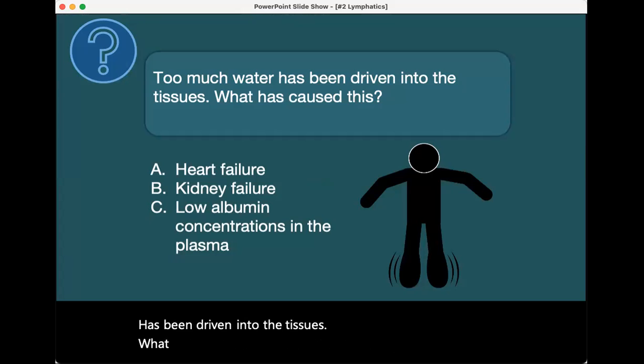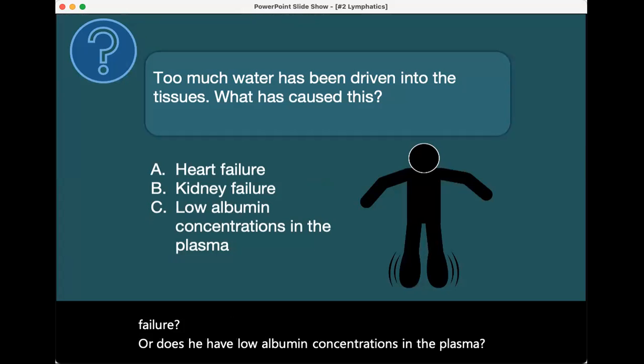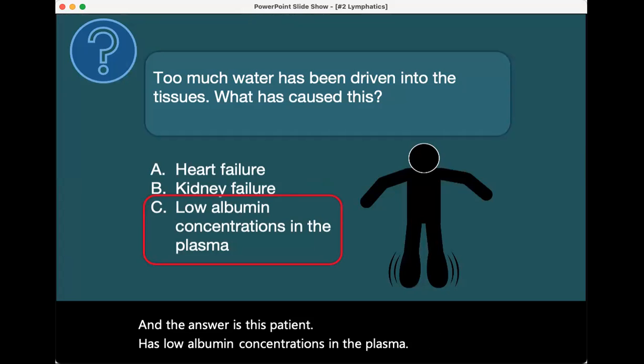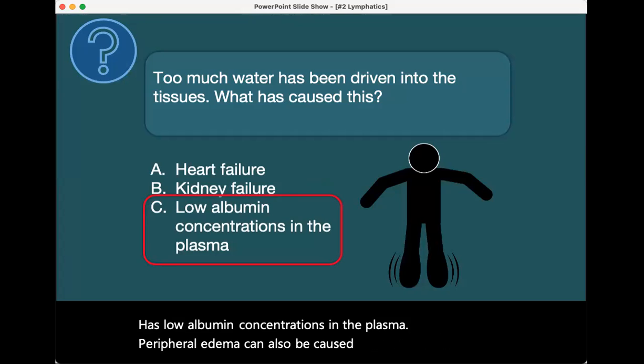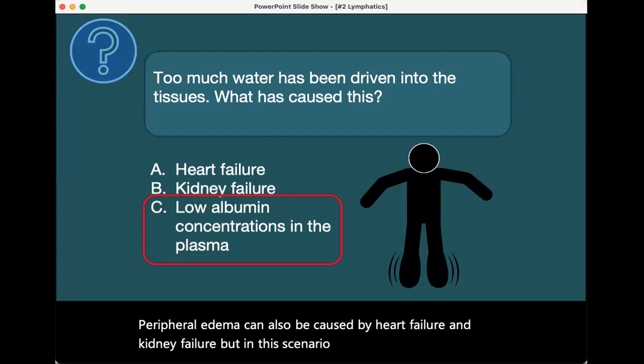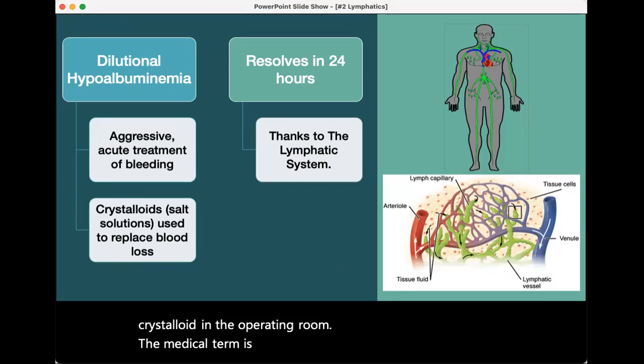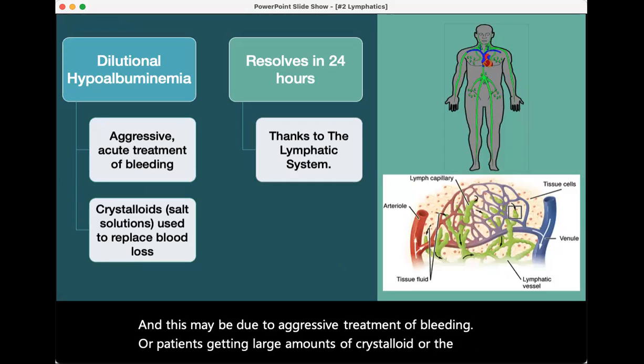What has caused this? Is he in heart failure? Is he in kidney failure? Or does he have low albumin concentrations in the plasma? And the answer is this patient has low albumin concentrations in the plasma. Peripheral edema can also be caused by heart failure and kidney failure, but in this scenario, it's because he had all this crystalloid in the operating room. The medical term is dilutional hypoalbuminemia. And this may be due to aggressive treatment of bleeding or patients getting large amounts of crystalloid, or the salt solution that is used as a blood replacement.